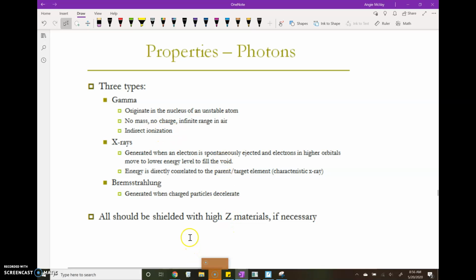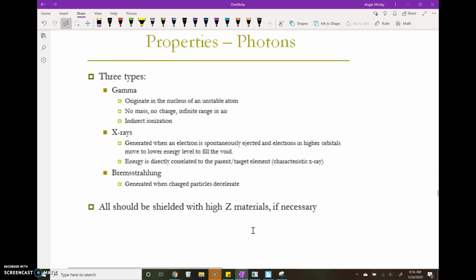All of light can be shielded, right, stopped with high Z materials, so high mass number materials. So we often think of things like metals, specifically lead, for shielding, like X-rays, right? We've worn lead vests to protect ourselves from X-rays at a doctor's office or dentist's office, for example.